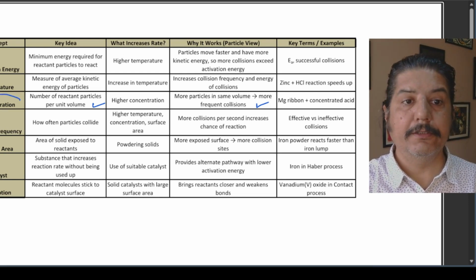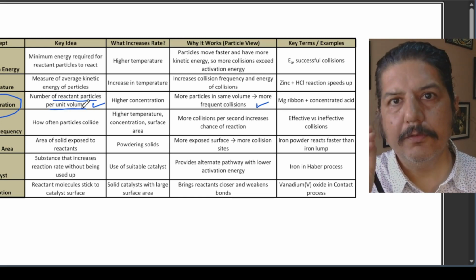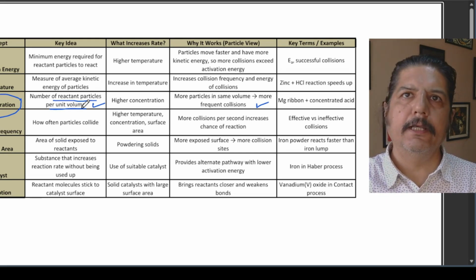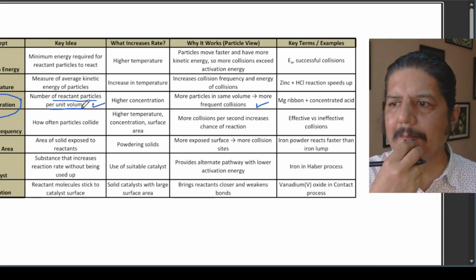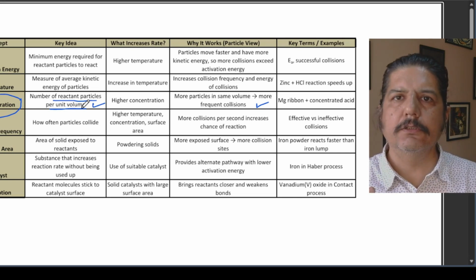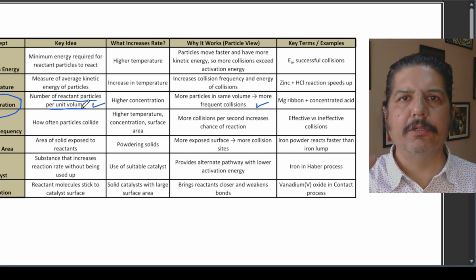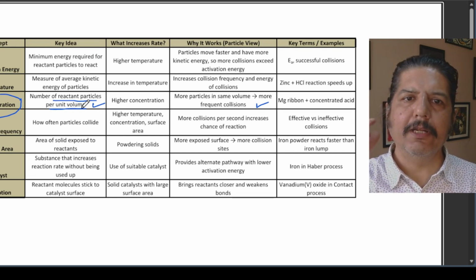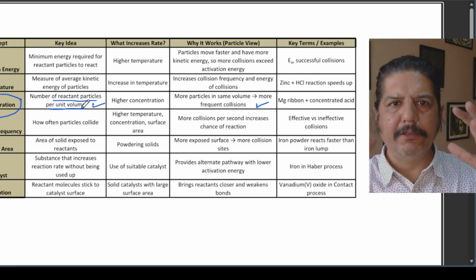So, for example, concentration. What does concentration do? Concentration will increase the number of reactant particles per unit volume. This is the contribution of concentration. An example that I can take is you go to the railway station during the rush hour, say in the morning hours or in the evening hours. So the number of reactant particles per unit volume has increased.